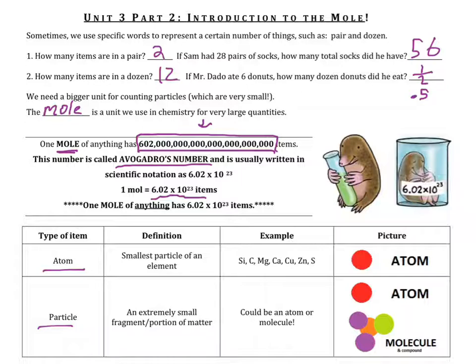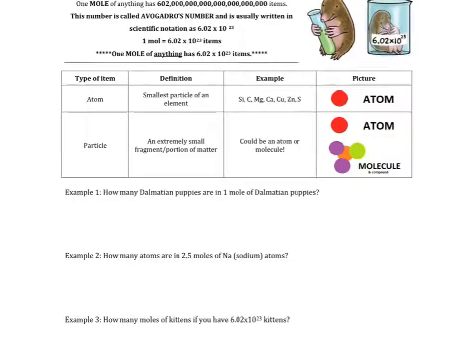So let's go ahead and use this concept. And this right here is the thing we need to keep in mind, that 1 mole is that many of that thing. Now, let's go ahead and take a look at some example problems here. What if we had 1 mole of Dalmatian puppies? Well, again, 1 mole of anything is equal to 6.02 times 10 to the 23rd. And so if we had 1 mole of Dalmatian puppies, we would have this many of that.